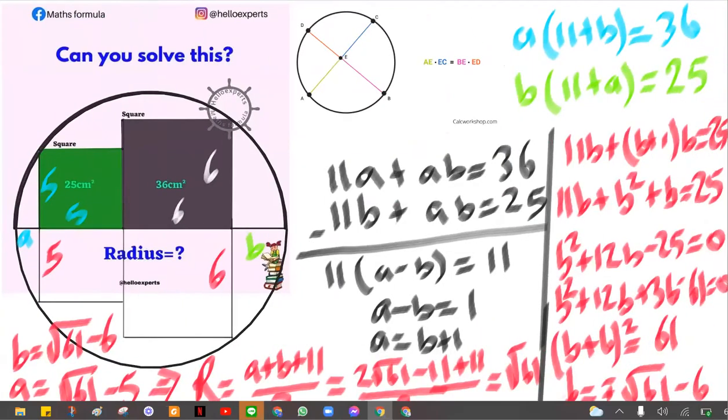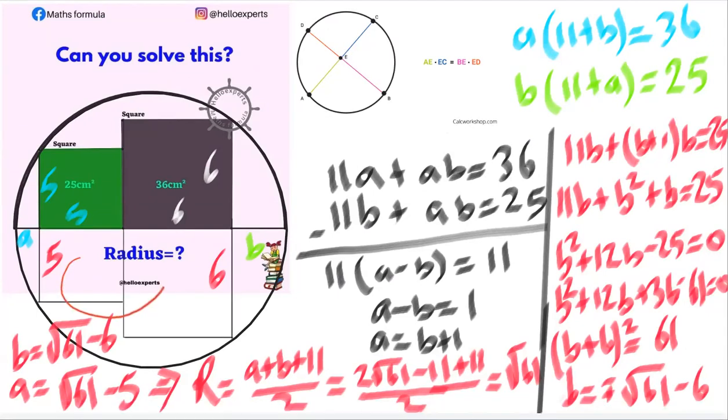Now this is our final question for today. In the original question, we do not have this bottom part. We have just these squares and this semicircle. So before we start, let's remember this rule.